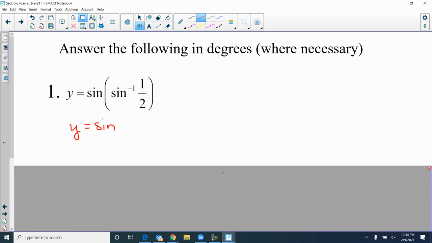What angle has a sine of 1/2? I'm just going to use 30 degrees because I have degrees in there if I need it. And what's the sine of 30 degrees? 1/2. So that answer is 1/2.